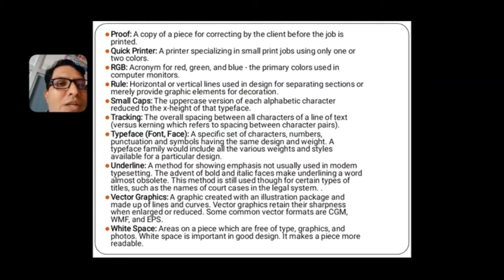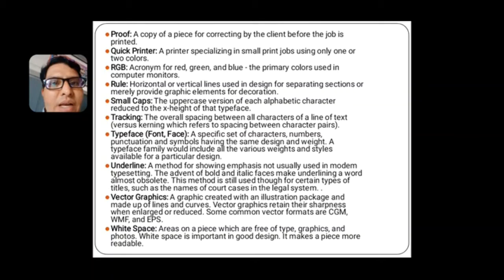This method is still used for certain types of titles, such as the names of court cases in legal systems. So these kinds of underlines are still used in documentation, such as in court legal systems. Whenever court cases are typed, some of the highlighted points are underlined.